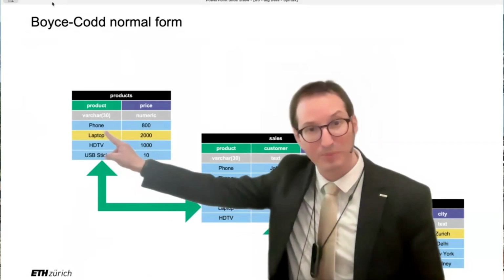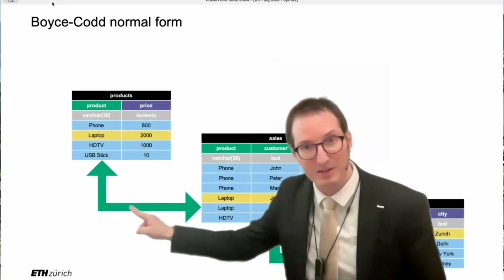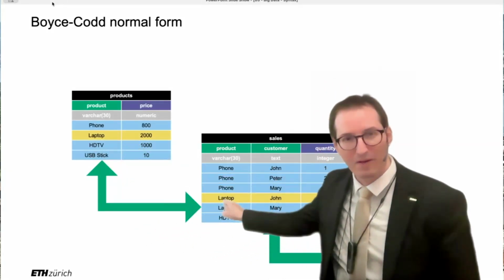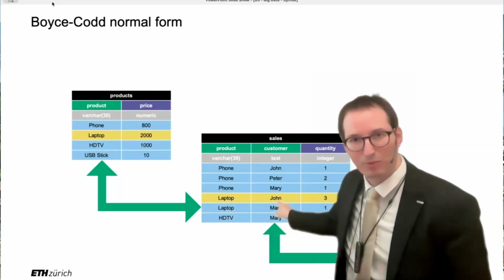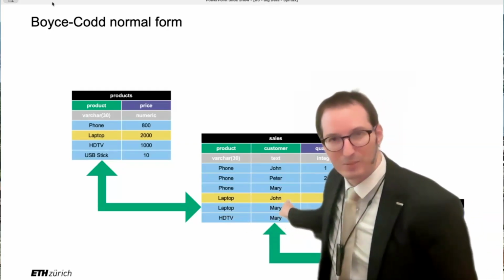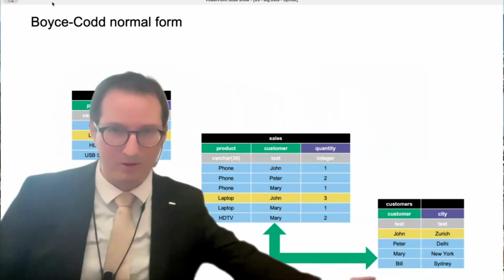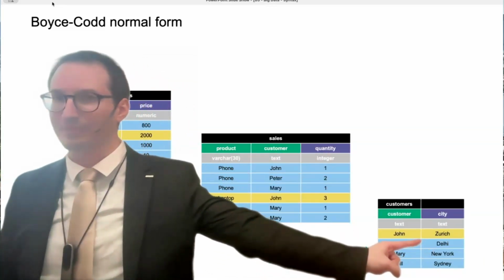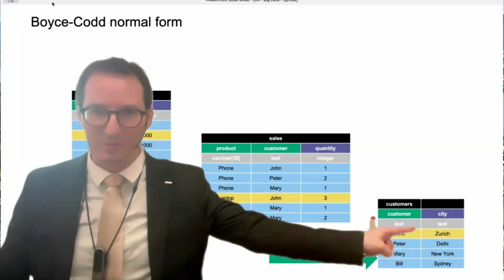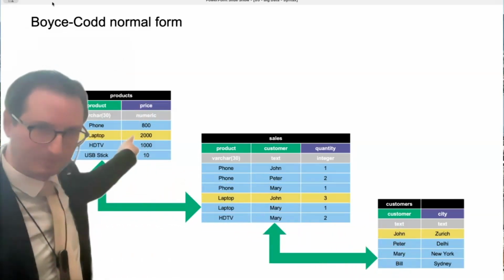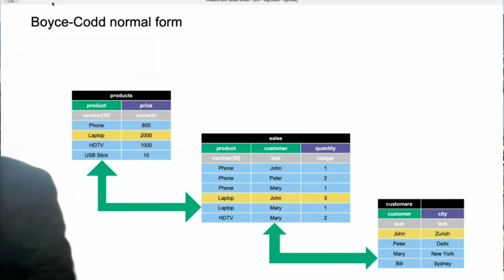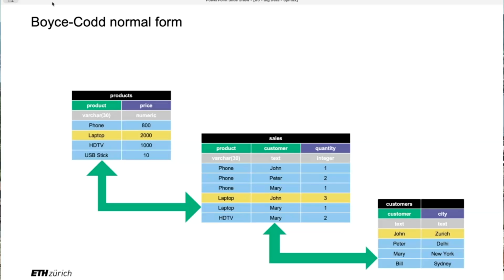So we have a laptop here for 2,000 francs that is somehow connected to this entry right here, which is a laptop purchased by John, 3 of them actually. And then we also have John connected here to Zurich. So you see, the join is basically the connection of these records together, all the yellow records. That is called the join. And so when your data is in normal form, you have to do a join.